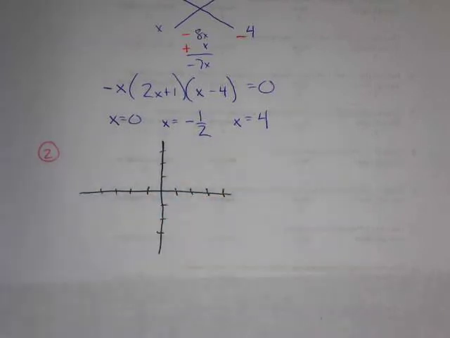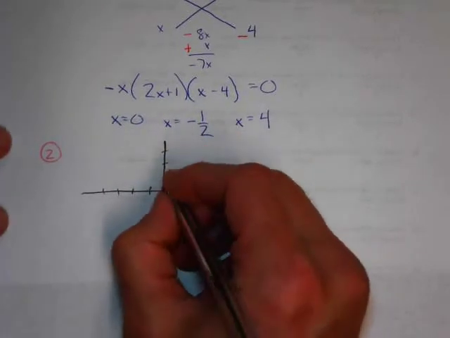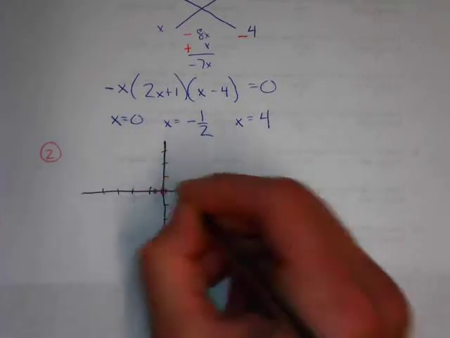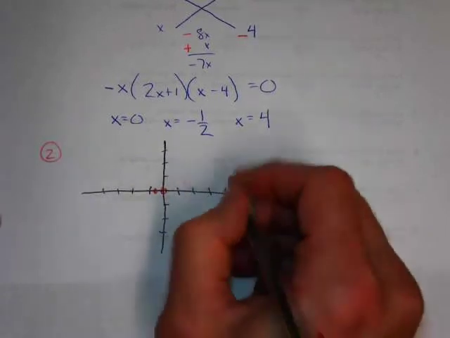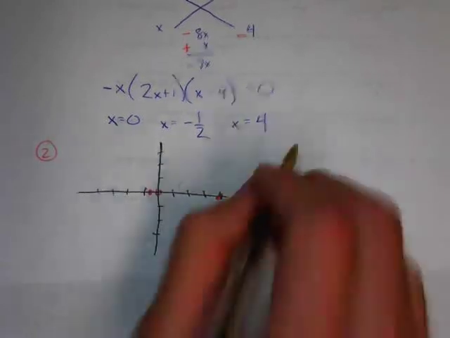So I'm going to now graph my zeros. I've got a 0 at 0, boom. I've got a 0 at negative 1/2, which is right here, between 0 and negative 1. And then a 0 at positive 4. Okay, so I have now sketched my zeros.